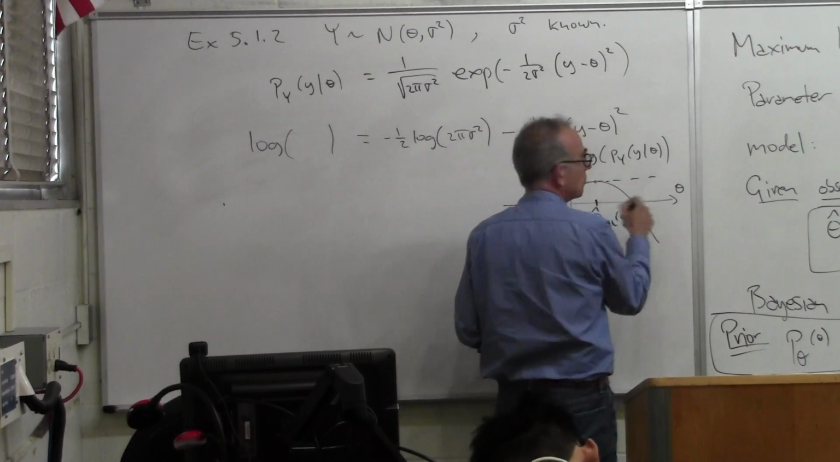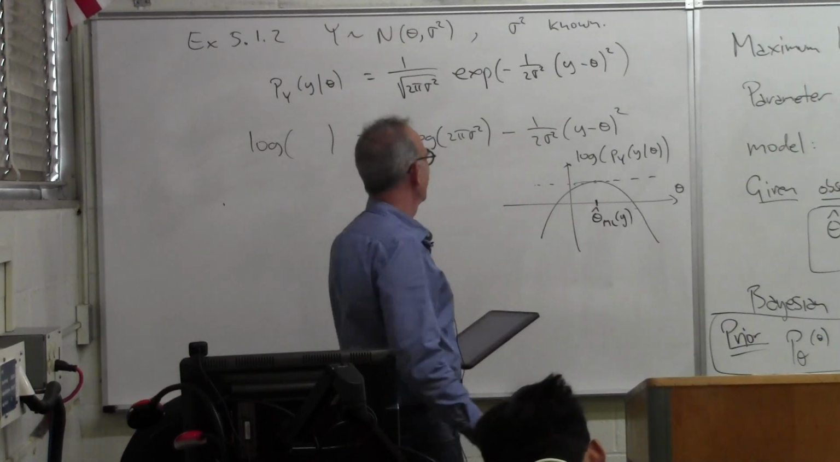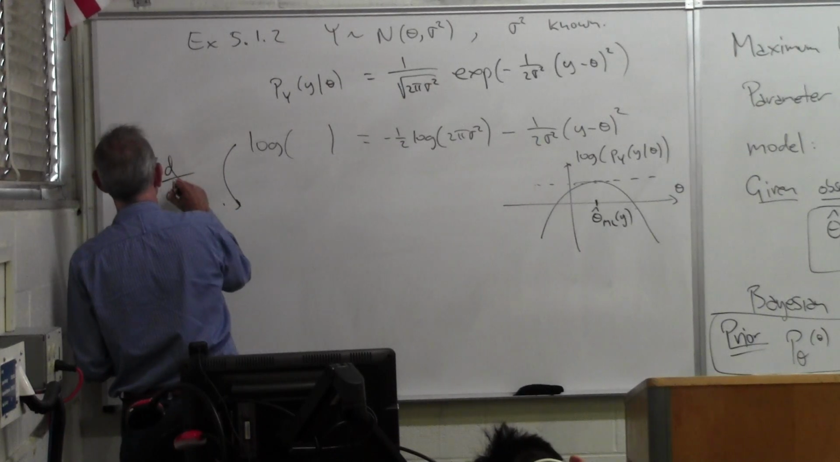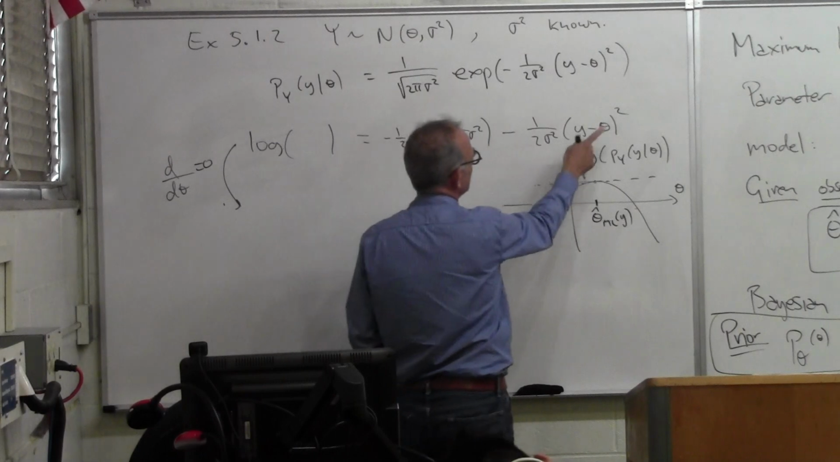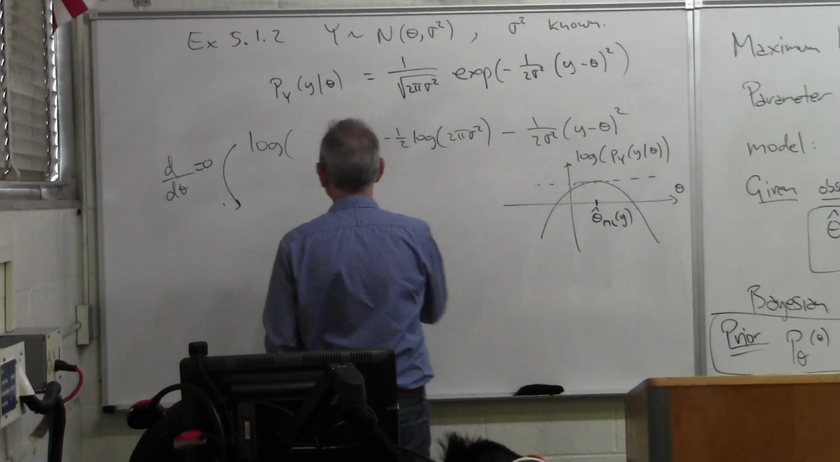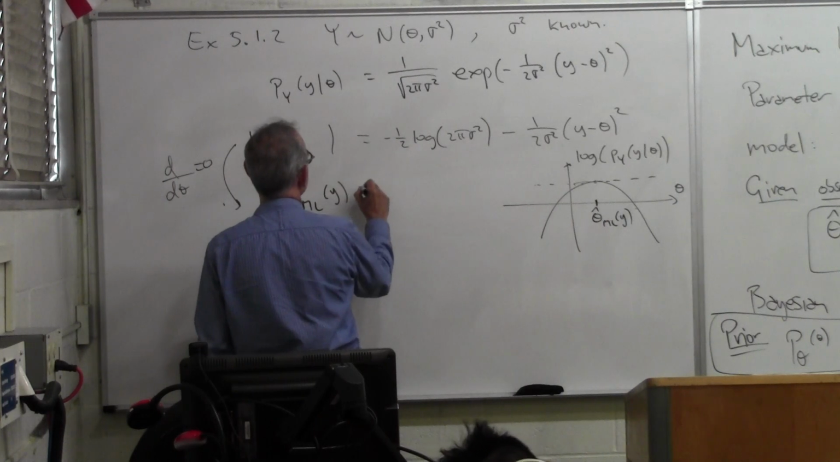And how do you find a maximizer of a nice smooth function? You take the derivative and set it equal to 0. And so when you do that, what do you get? Well, that disappears. You get y minus theta equals 0. So y equals theta, and theta hat ml of y is just equal to y.